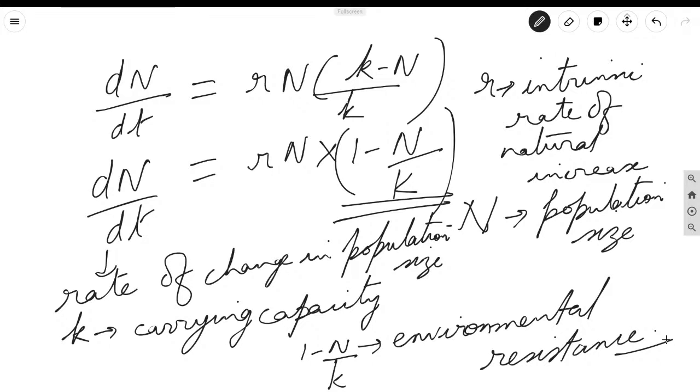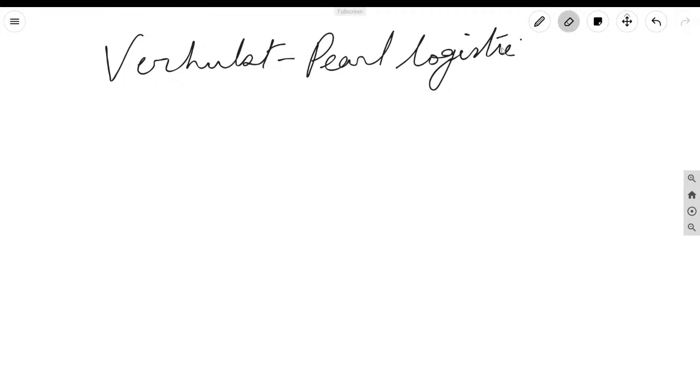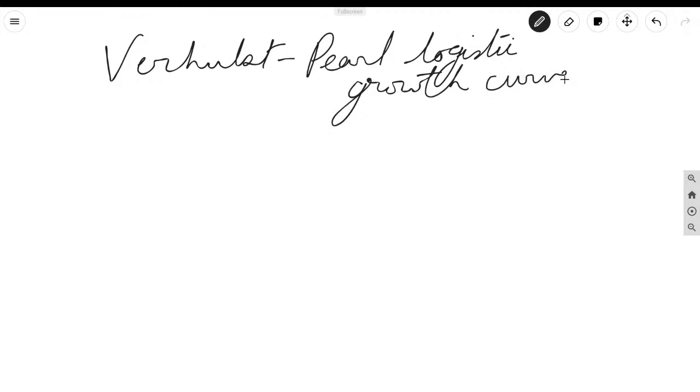You will be bestowed with full marks. So the sigmoid curve, one more thing I'll tell you, was described by Verhulst in 1839. So it is also known as the Verhulst-Pearl logistic growth curve.